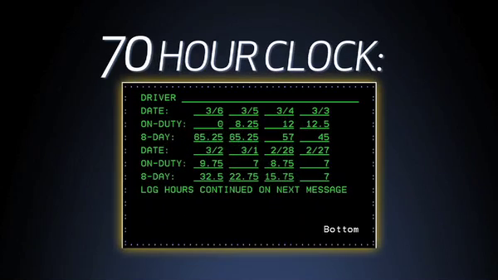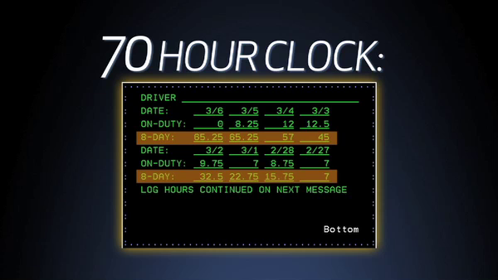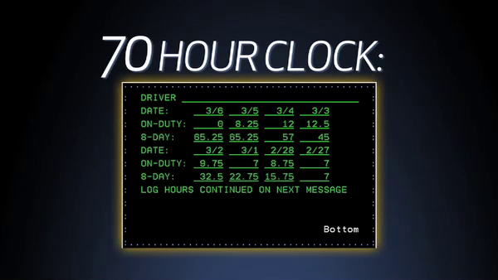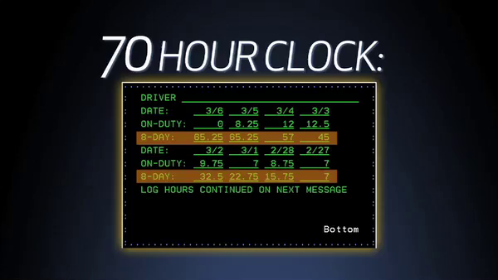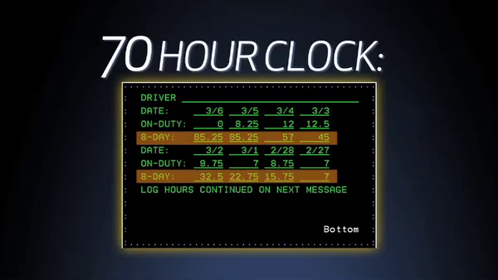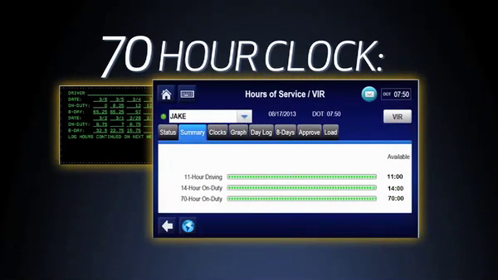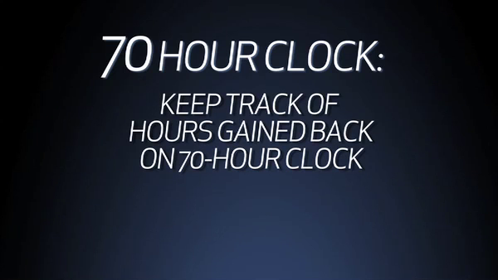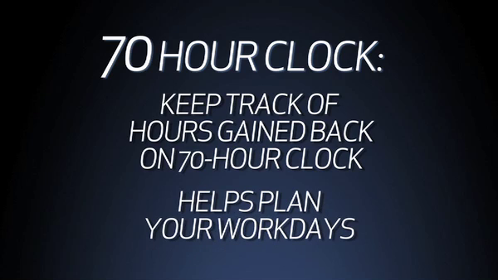Your 70-hour clock and 8 or 15-day recap also need to be managed through macro 49 during the initial transition period. As soon as the Hours of Service application is turned on in your truck, an 8-day recap for U.S. drivers or a 15-day recap for Canadian drivers will automatically be sent to your Qualcomm unit. This will enable you to not only keep track of the hours you'll gain back on your 70-hour clock through the initial transition week, but also help you plan your workdays.